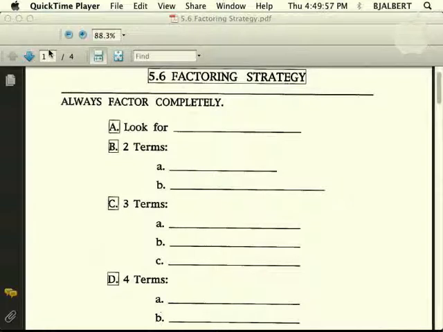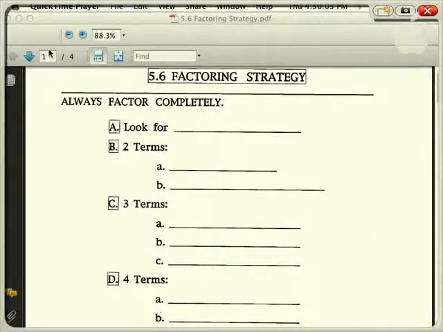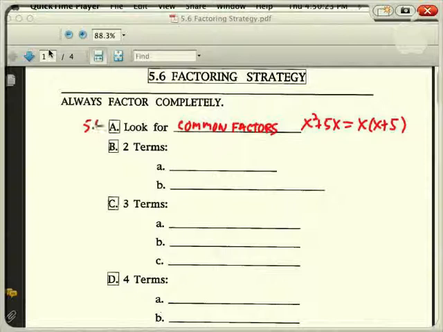Factoring strategy 5.6. We've got to get this down. First, look for common factors. For example, x squared plus 5x. Take out an x. Always look for common factors first. If you need to review that, look at my 5.4 handout or the movie.